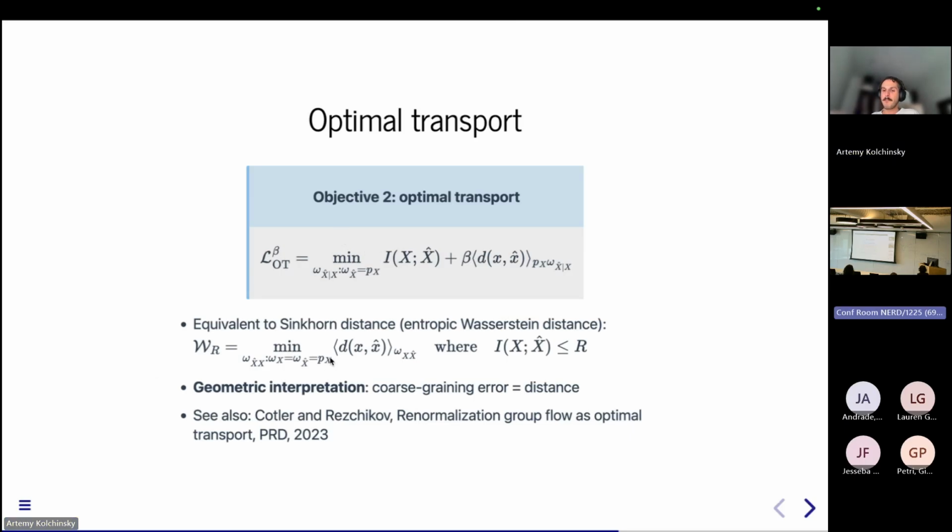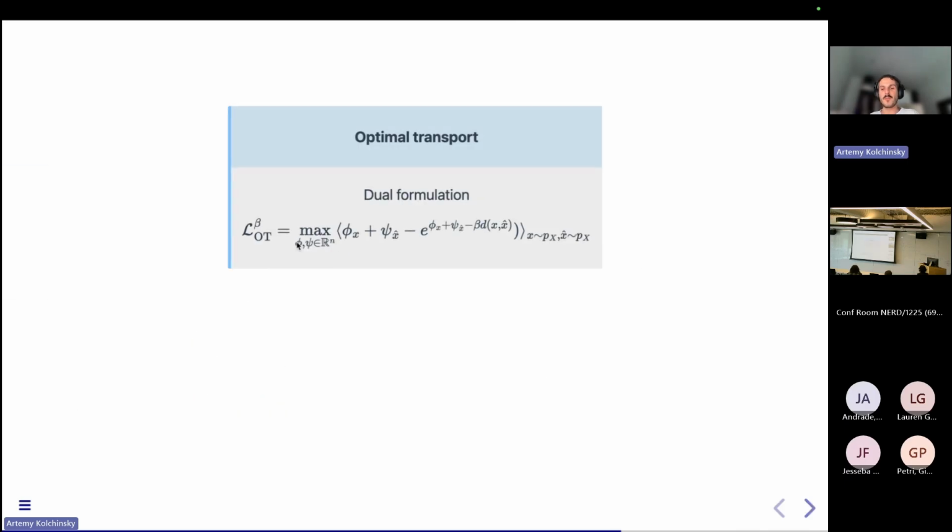Is there an adjoint variable? The constraints are that both marginals are equal to px, right? That's the constraints. So these are the two adjoint Lagrange multipliers for those constraints. Phi is adjoint to X and psi is to X hat.